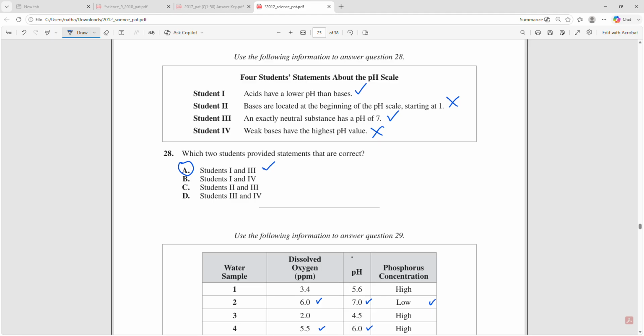So number 4, weak bases have a high pH. So this would be the scale 7, 0, 14. The highest pHs are up here, and those are the strongest of bases, so not the weakest, right? So that's wrong. And we already went through this too. Bases are located at the beginning of the pH scale. Nope.